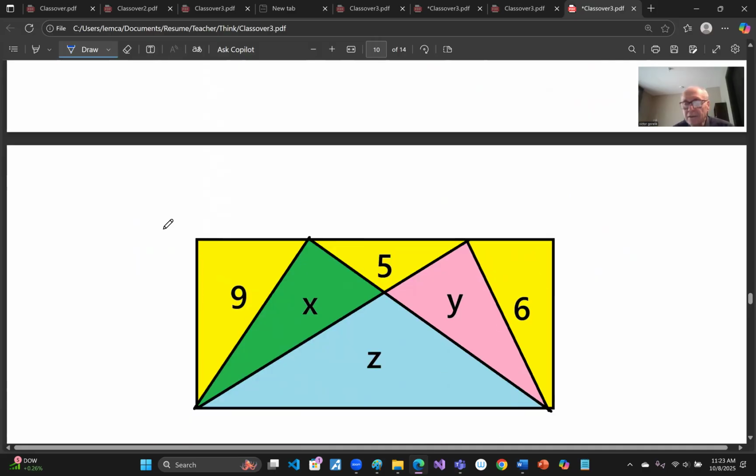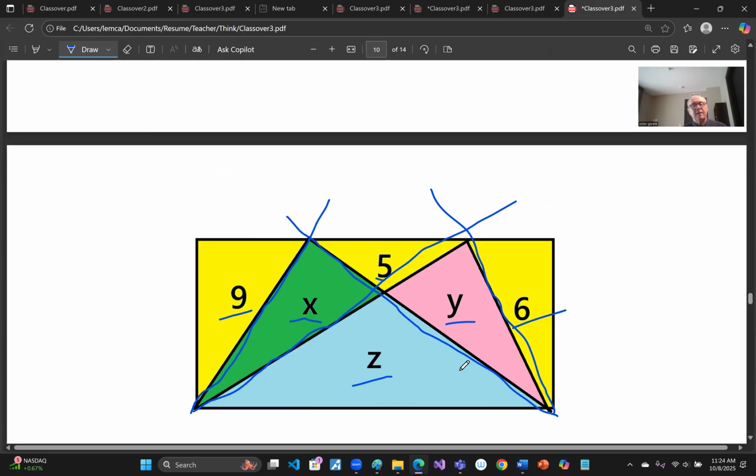And let's solve a problem on this rule, actually on a combination of two rules. We have a rectangle and four lines: 1, 2, 3, and 4. And we know the areas 9, and the yellow areas 5 and 6. And we need to find the areas X, Y, and Z.